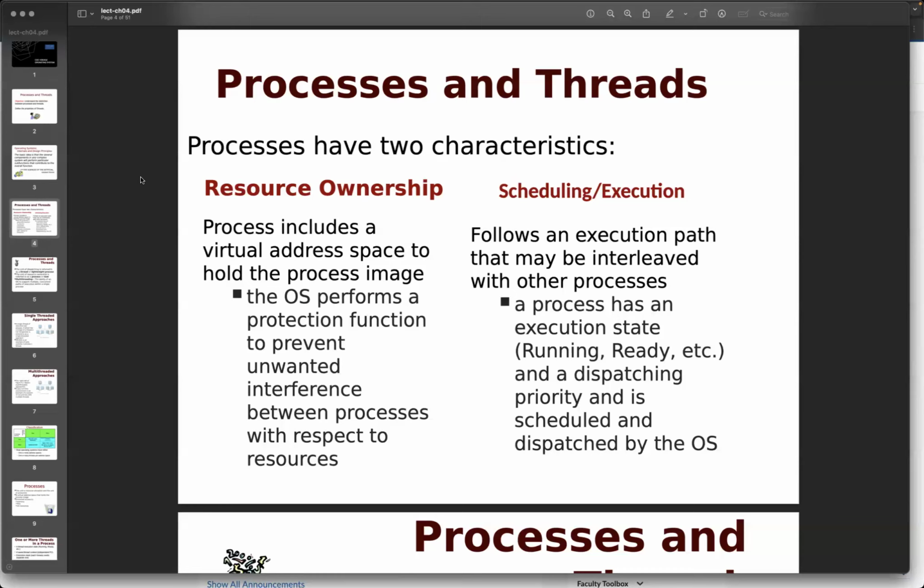A process has an execution state. If you still remember, the old-school model had two states, and nowadays we talk about five: new, running, ready, execute, stop, terminate. Then we have different queues. We also have dispatching and priority, and scheduling and dispatching are done by the OS. This is what the process does.